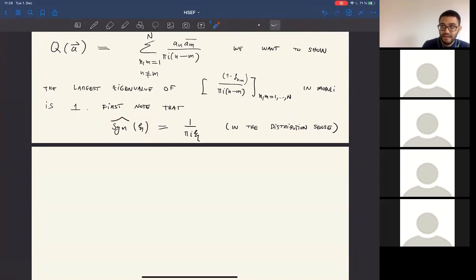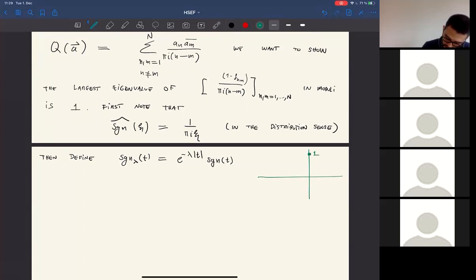You see, in an exact sense, what you have to do is the following. Let me define a certain approximation of the sine function, let's say sine lambda of t, which is e to minus lambda modulus of t, times the sine of t. So that would be this function here. This is one, it's minus one, and it decays here and decays there. It's an odd function.